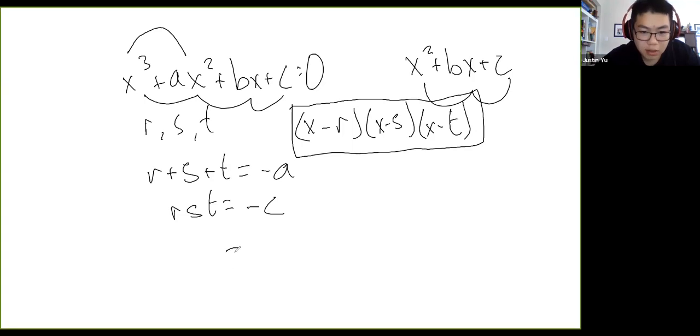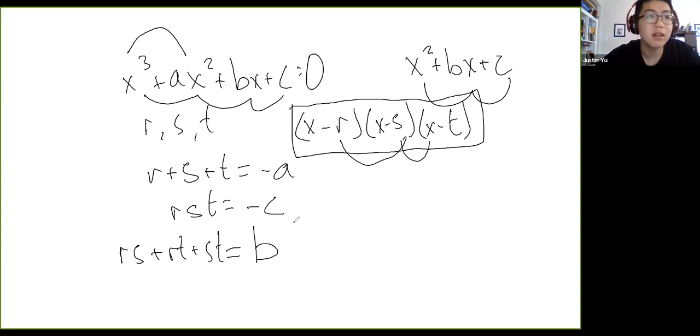So on that note, what is equal to b? I see b is equal to b. Yes, that is absolutely correct. And I'm saying this, rs plus rt plus st. And that's exactly what it is, because you multiply these two and then you multiply by x, or you just do the same thing the other way around. You just expand it with FOIL and you will get this, I guarantee it.